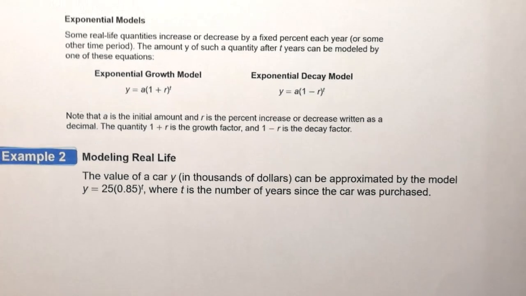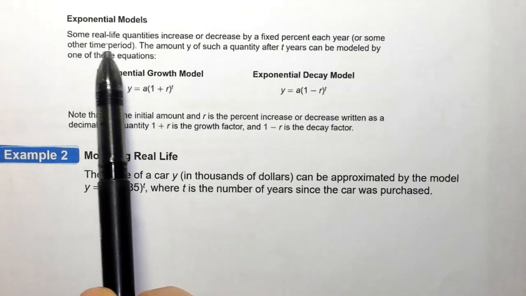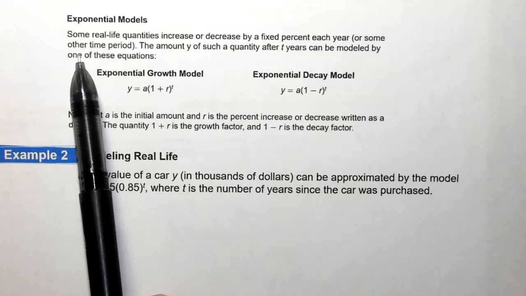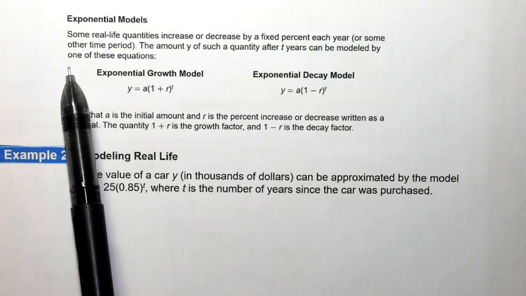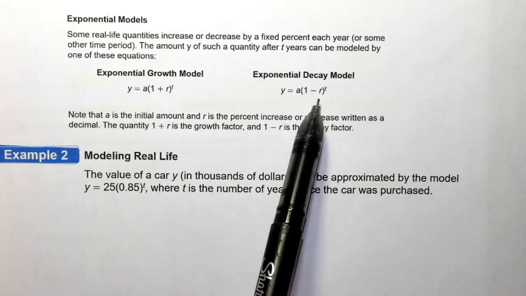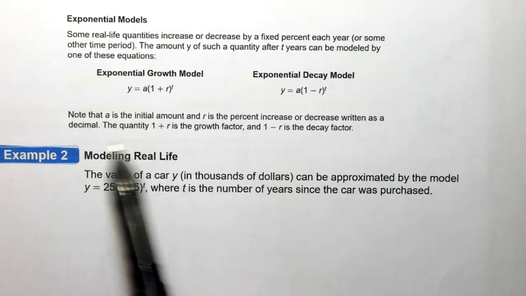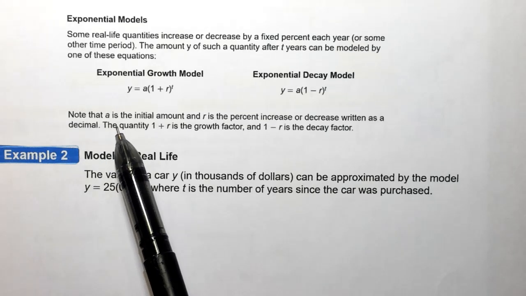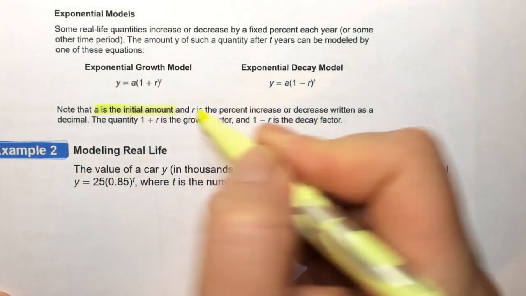Example 2, we're talking about exponential growth and decay, but in equation form. So we have two equations. Some real life quantities increase or decrease by a fixed percent each year or some other time period. The amount y of such a quantity after t years can be modeled by one of these equations. So our growth, notice they're the same. The difference is our growth has a 1 plus r, our decay has a 1 minus r. Note that a is the initial amount, and r is the percent increase or decrease. So this is important. A is the initial amount.